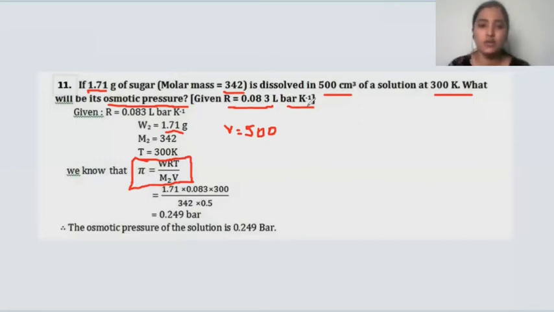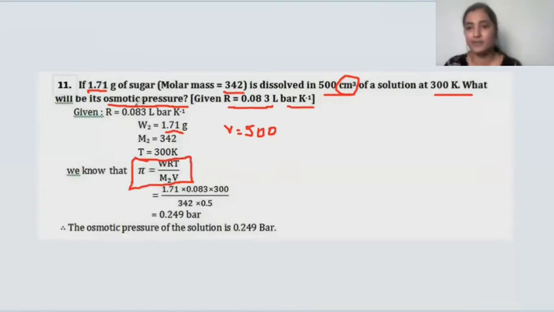One thing you need to know here: whenever the volume is mentioned in terms of liter or meter cube, as such you are going to substitute the value. But whenever they mention the volume in terms of cm cube or milliliter, you need to convert that volume to liter or meter cube and then substitute. And we have applied the formula here.